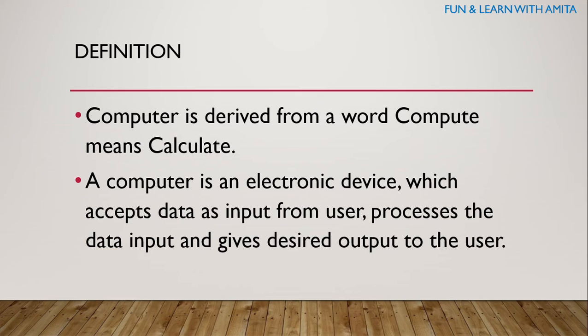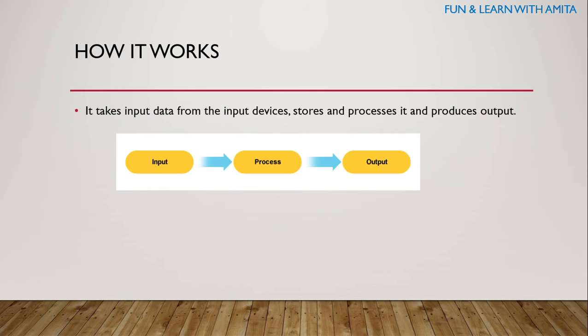So in an easy word, when we say what is a computer, it is an electronic device which accepts data as input from user, from us, processes the data and gives us desired output. Actually in 19th century, Charles Babbage invented it for calculation. So compute means calculation. So the computer word derived from there. So let's see our next slide.